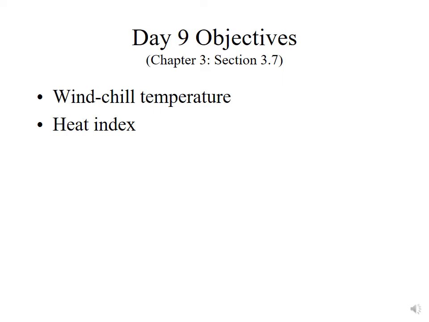Welcome to ATMOS 5000, Day 9. Today we're focusing in on Chapter 3, Section 3.7 of the Stull textbook, with the topics being apparent temperatures like wind chill temperature and heat index.